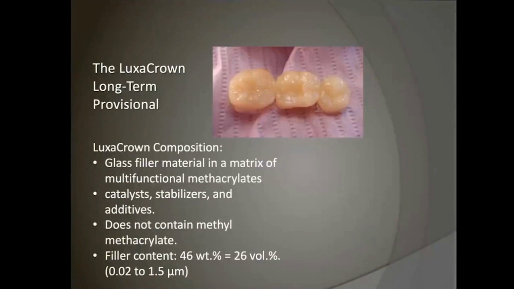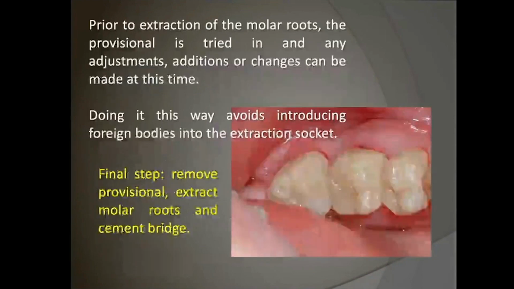We can use Luxacrown for a long-term provisional. Luxacrown has a glass filler material and a matrix of multifunctional methacrylates. It has catalyst stabilizers and additives. It does not contain any methyl methacrylate, and the filler content is kind of large, which is why it's able to stick around for so long. Some studies have found that the Luxacrown can be used on a patient for up to 5 years. So it's something to keep in mind and something to keep in your arsenal in case you need long-term provisionals.